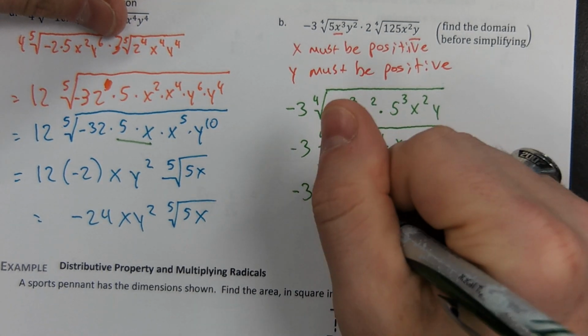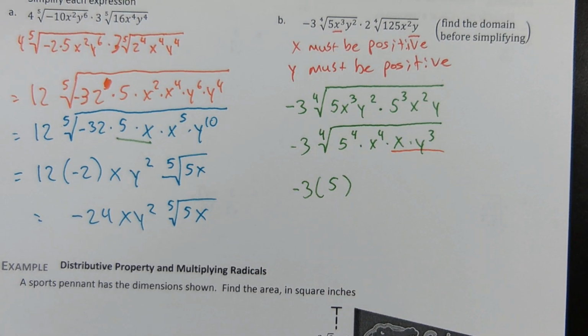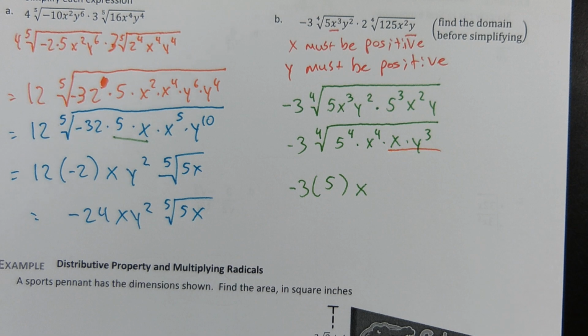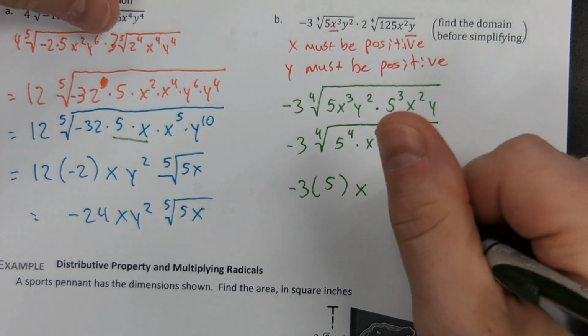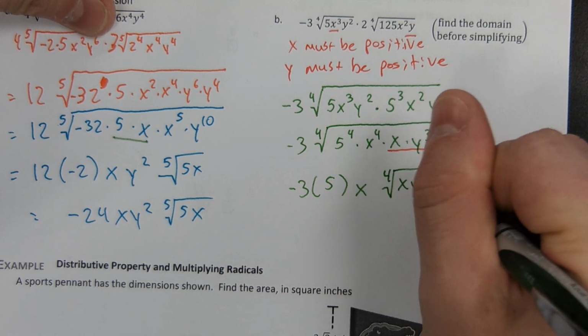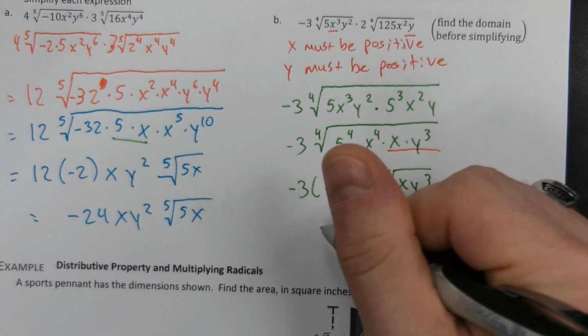The 5 comes out, fourth root canceling the fourth power. The x comes out, fourth root canceling the fourth power. Mr. M, does it need absolute value bars? No, it doesn't. Because we already know x had to be positive. So it doesn't need absolute value bars. And then you just say negative 3 times 5 is negative 15.